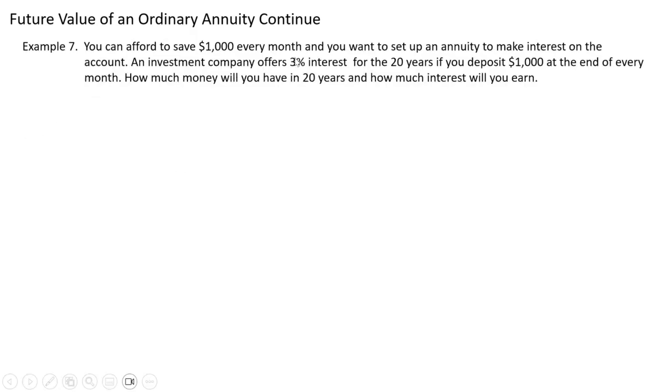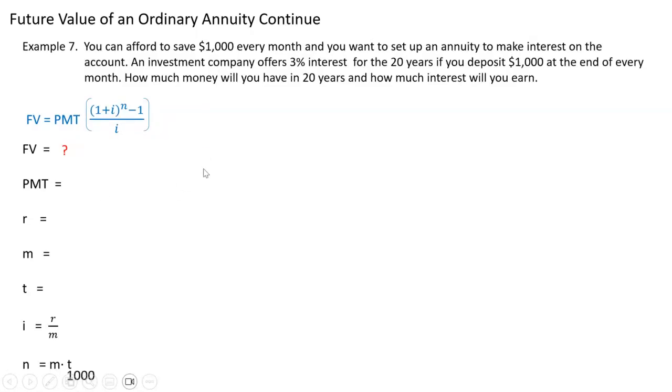So you can afford to save $1,000 every month, and you want to set up an annuity to make interest on the account. There's my formula, right? Let's see what we're looking for. How much money will you have in 20 years, right? So we're looking for the future value. And how much interest will you earn? So this is like 2 parts, okay? So the first part, right, we have to find the future value. So the payments are 1,000.